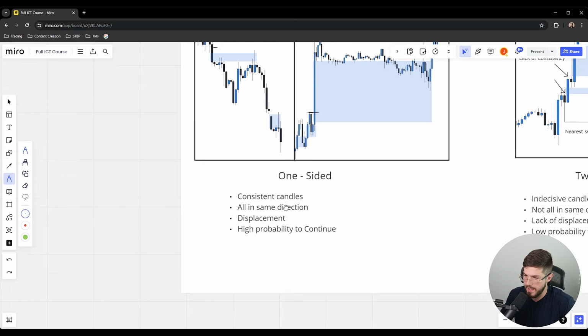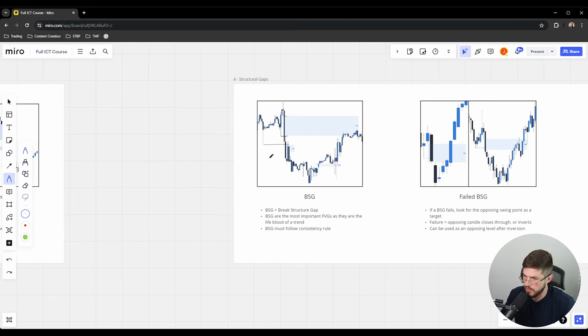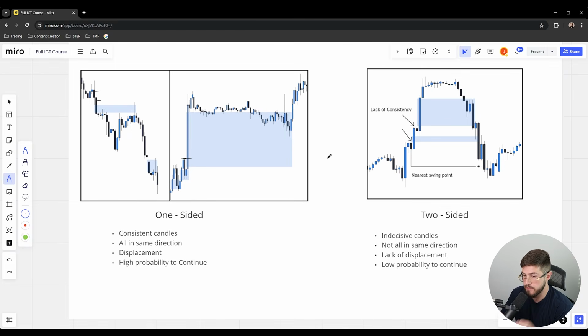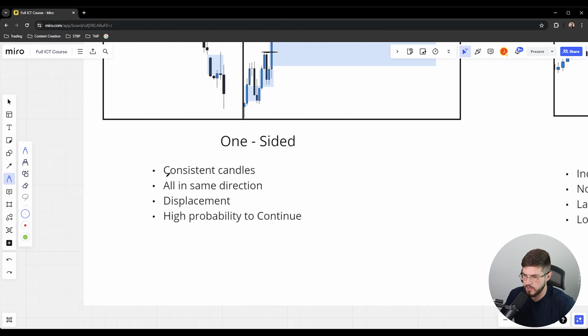Now, if we're looking at any fair value gap, we always want to make sure that it's either one-sided or we have a break in structure gap, which we're going to talk about in a second. Now, if you have both of these, it's even higher probability, okay? So notice right here, we have an up candle, up candle, up candle. That's a one-sided gap. Up candle, up candle, up candle. That's a one-sided gap, okay? So one-sided gaps are consistent in the type of candles. They're all either up close or down close. This shows that the market is consistently reaching in one direction. Now, the reason that this is important, again, displacement, right? Everything comes back to displacement if you look at it in the right way. And obviously, these have a higher probability to continue than other fair value gaps.